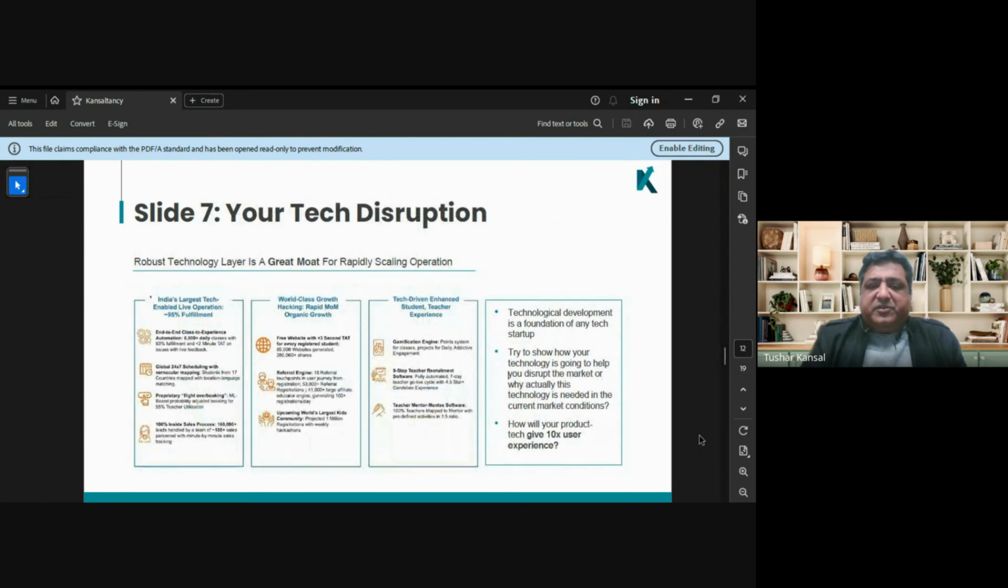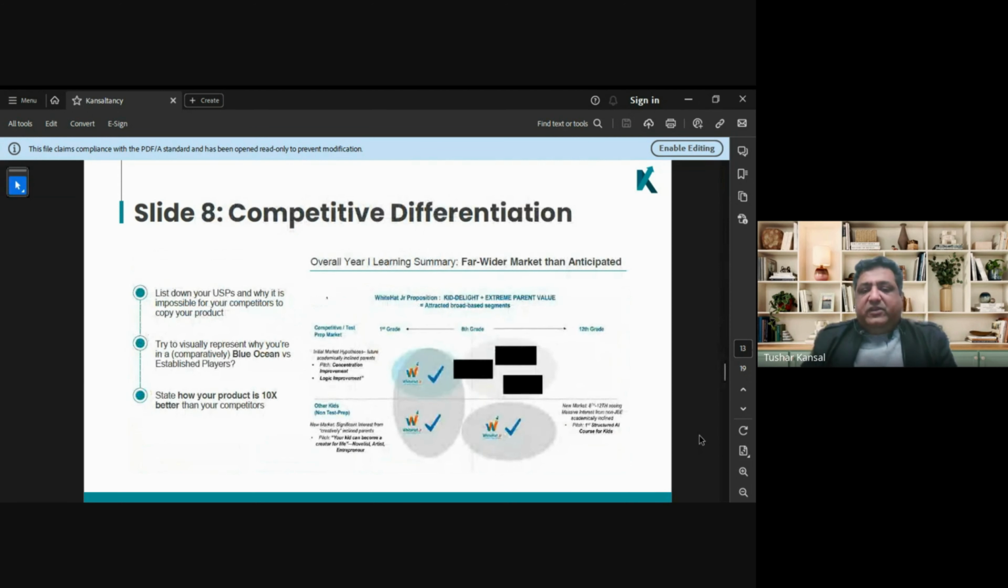And your tech disruption. We always talk about moats in business. Anybody of you would have visited a fort in India. They have a water body around the fort. That is called a moat, which prevents the invaders from attacking the fort. So we always talk about moats in startups. What are your moats which will not allow your competitors to take away your business? So a robust technology layer was a great moat for WhiteHat Junior. Competitive differentiation.